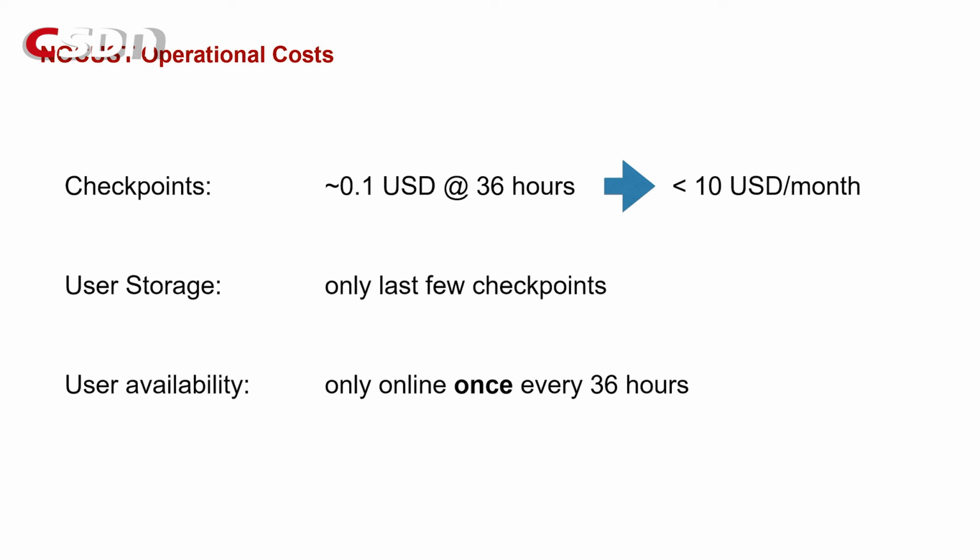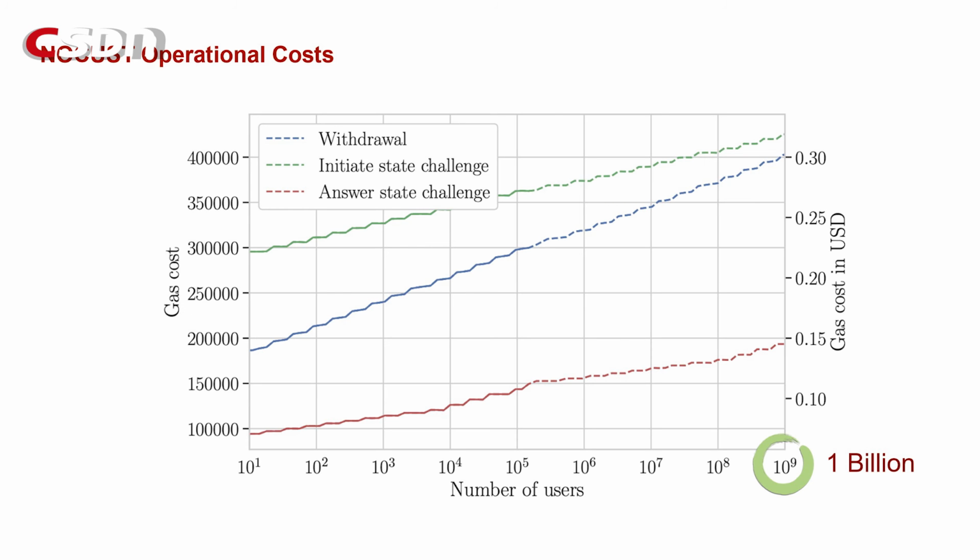Now, user availability. The user has to come online once every 36 hours. That's the drawback, the biggest drawback, I think. And this is the gas cost for withdrawals. For withdrawals, you need to make an on-chain transaction in order to get your money back, and for challenges as well. And it scales logarithmically. We can see that even with 1 billion users, the costs are still acceptable for the users.